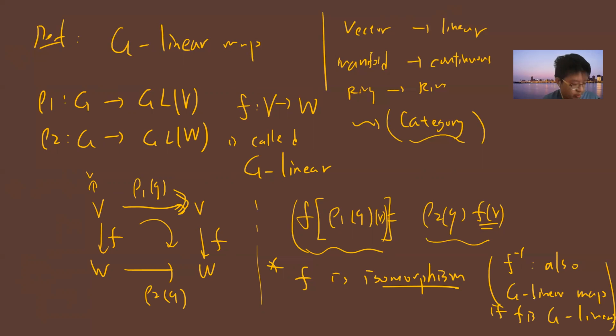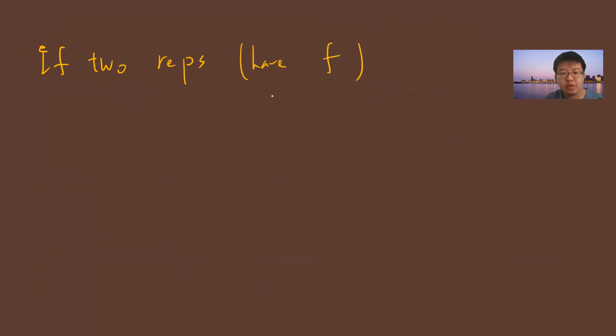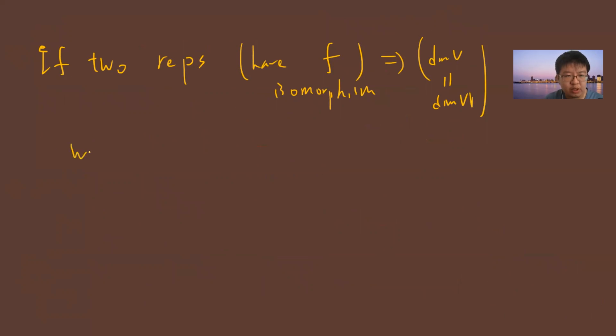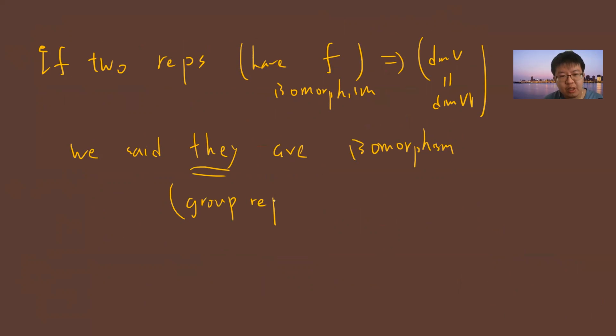This is just a simple exercise you can check by yourself. Then this is called the isomorphism. So if two representations have an F, basically if you can find F which is an isomorphism, then obviously F is an isomorphism as a linear map, so the dimension of V must be the same, a necessary condition. If two representations have such an F, then we say they are the same, they are isomorphic. Isomorphic means as group representations, you can find a G-linear map connecting them. So they are isomorphic.